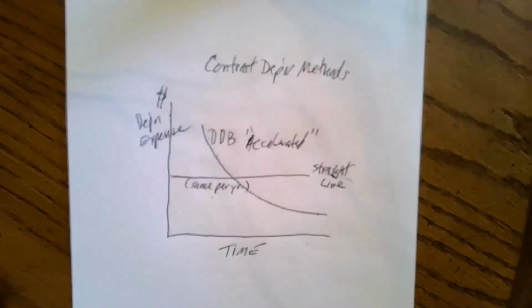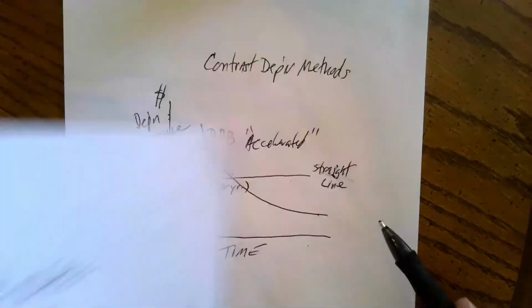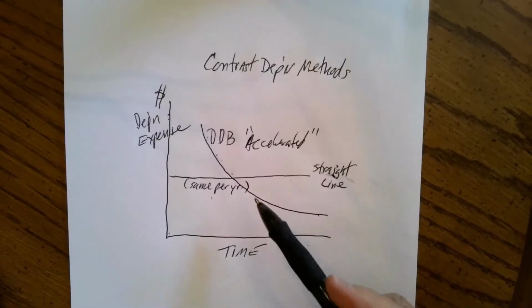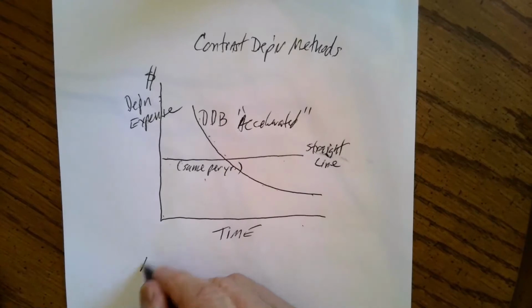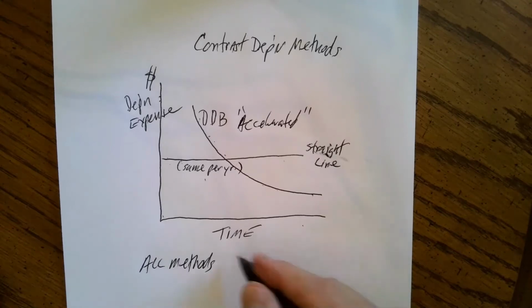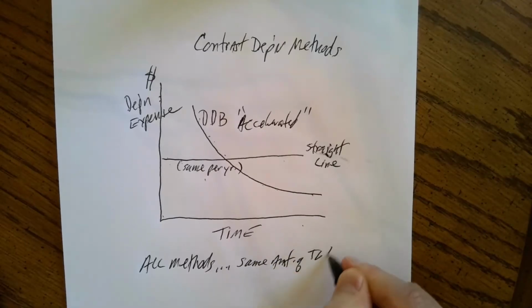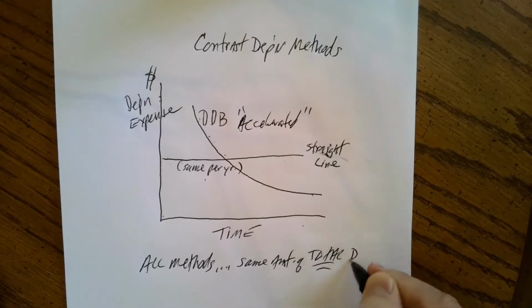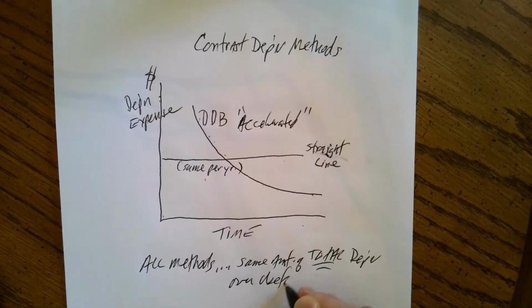Any of the methods, be it straight line, double declining balance, or unit fraction, despite the timing of depreciation expense, all methods have the same amount of total depreciation over the useful life of the asset.